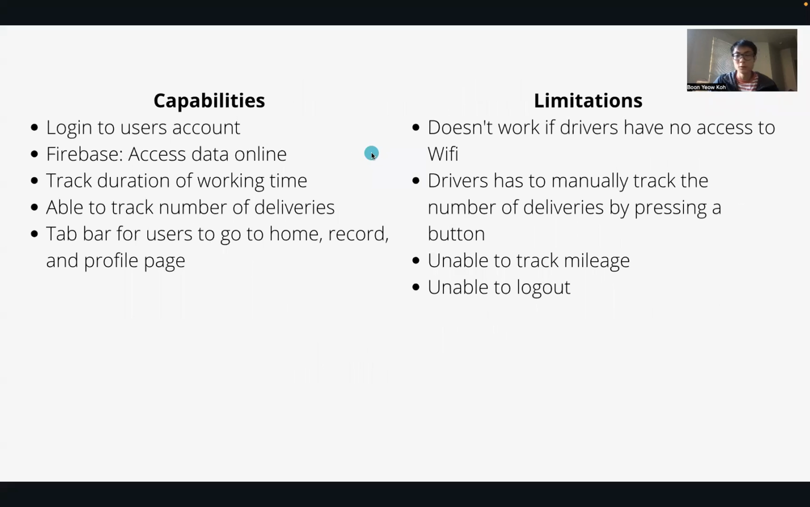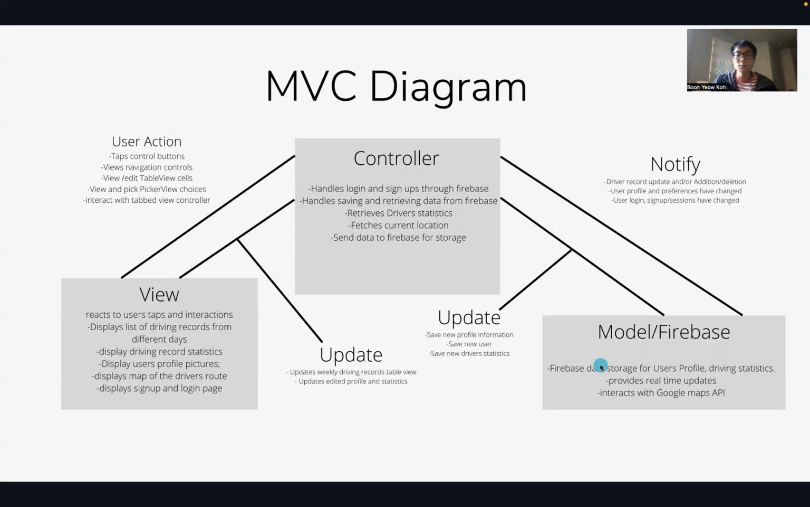So moving on to the model. In this model, I use Firebase as my database to store all my information. So in my Firebase, I can store the user's profile and the user information, such as his email, password, username, and this is all stored in the cloud.